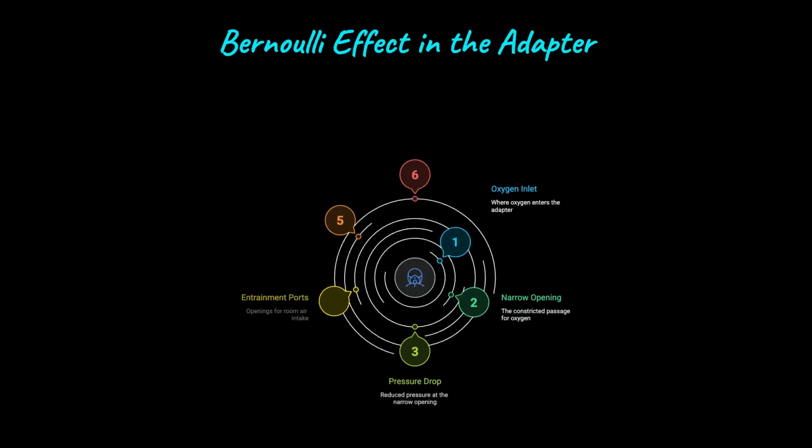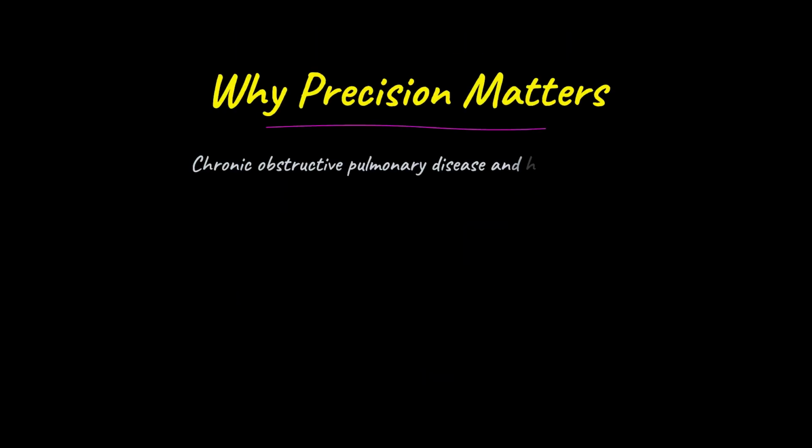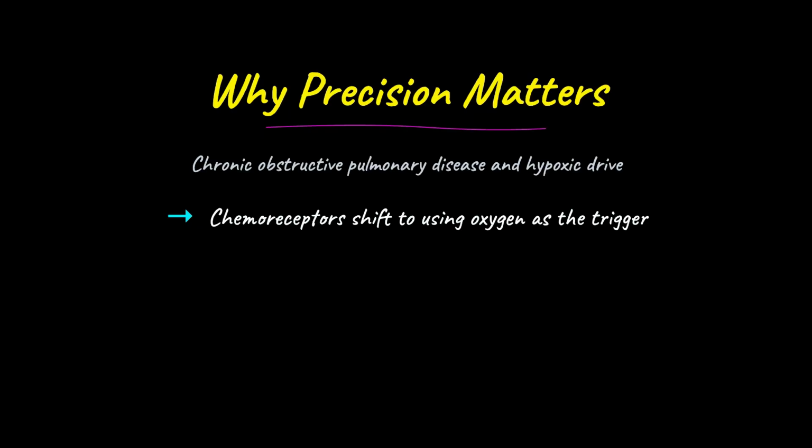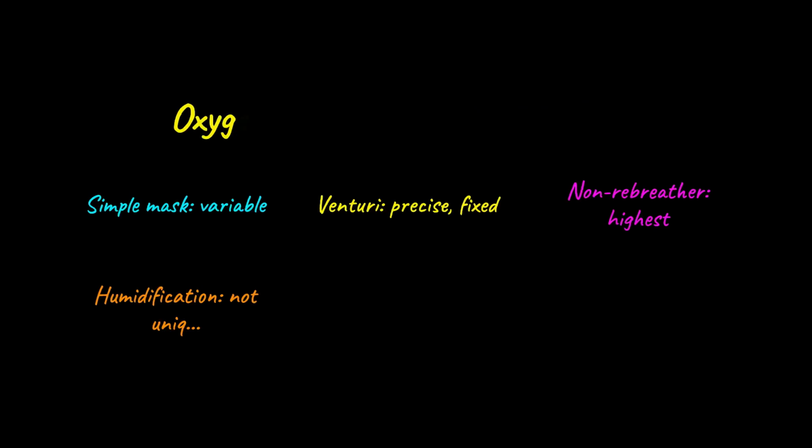Oxygen jets through a narrow opening in the adapter, and that speed creates a pressure drop, the Bernoulli effect. This pressure drop pulls a fixed amount of room air through entrainment ports, and the adapter's opening size sets the exact oxygen to air ratio. In chronic carbon dioxide retention, the body's chemoreceptors shift from using carbon dioxide to using oxygen as the trigger to breathe. Give too much oxygen, and you blunt that drive. Carbon dioxide climbs further, and the patient can slide into respiratory failure.